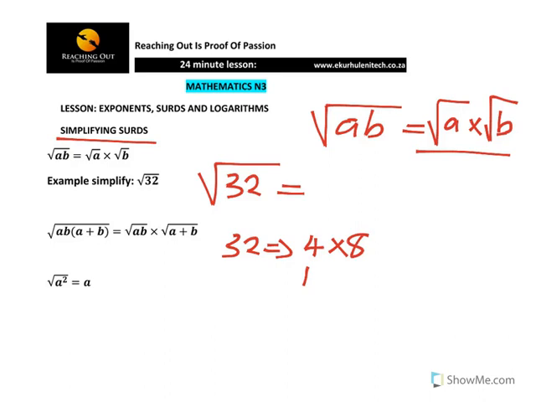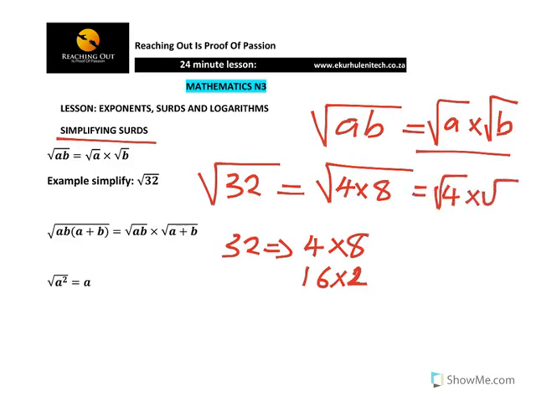If I say 16 times 2, I get 32. If I say 3 can do 4, that's it. So now 32, it can be either this method of 4 times 8, which is equal to square root of 4 times square root of 8. Now you can move on there and say, what is square root of 4? It's 2 times square root of 8. But you can see 8 again is not complete.